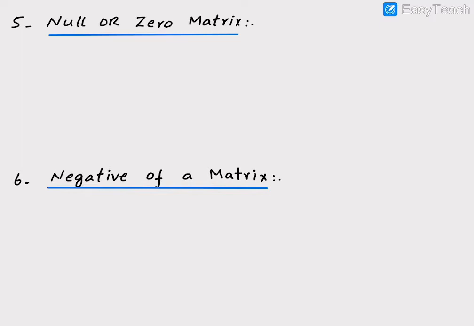Next is null or zero matrix. Null or zero matrix is a matrix in which all elements are 0 and it is denoted by capital O. For example, the entries are all 0, 0, 0, 0 and 0.